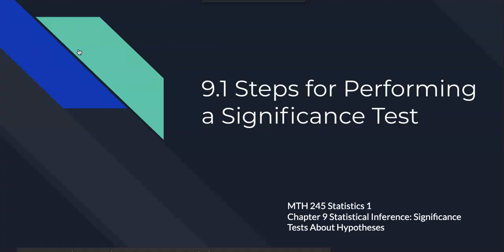Present. So, 5 steps for performing a significance test. Remember, we said we're going to look at 2 different methods of statistical inference. The first one, in chapter 8, we went over constructing confidence intervals. Now, in chapter 9, we're going to look at performing a significance test, or hypothesis test.